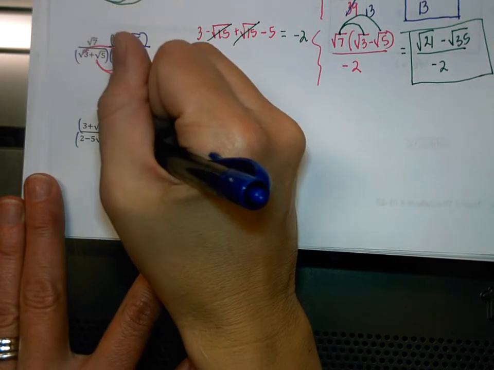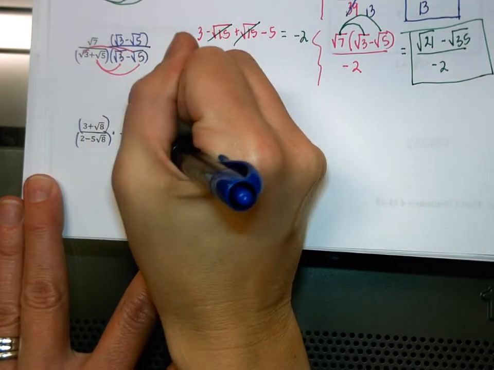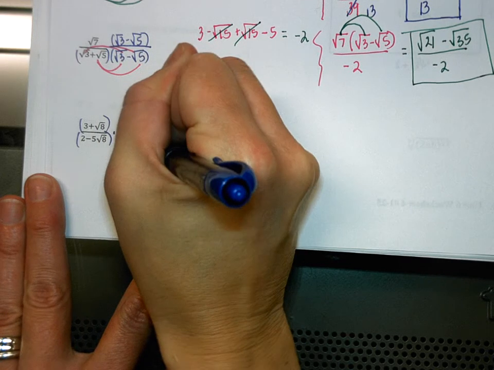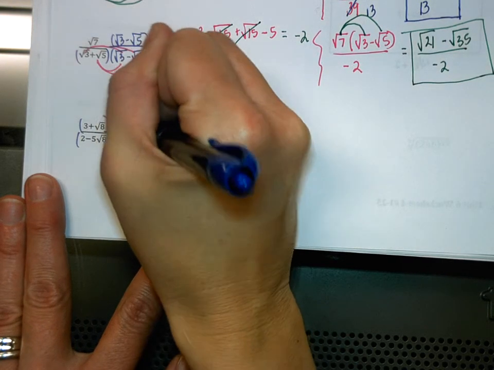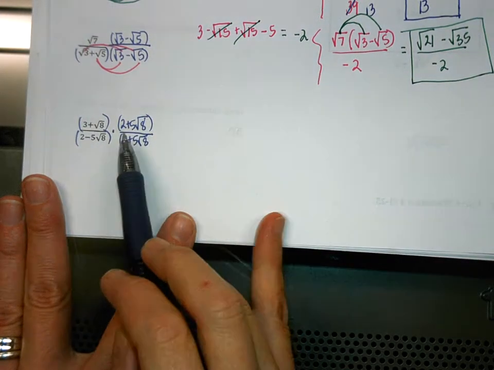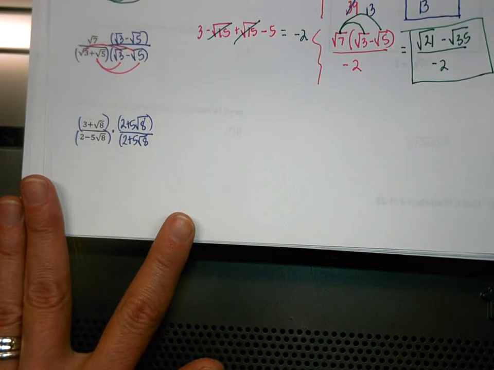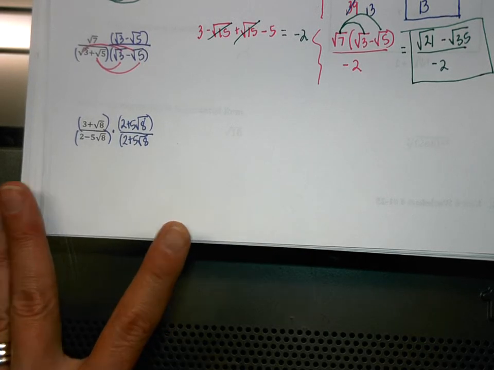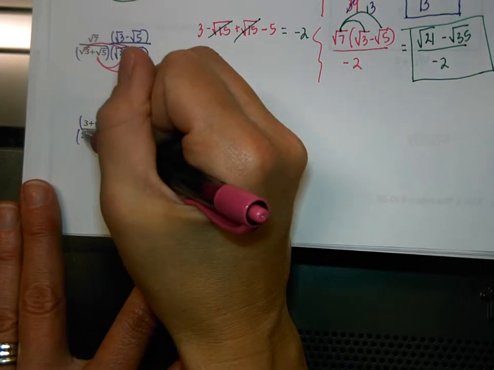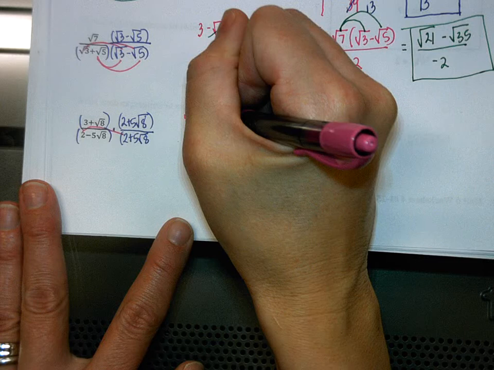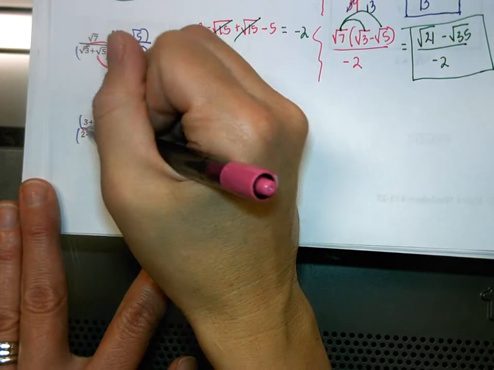Close. The conjugate would be, I'd multiply by, very good, 2 plus 5 root 8. And so because we have a binomial times a binomial, we have to do the distributing to both the top and to the bottom. Okay? So we're going to start, though, with our denominator. Okay? So we have 2 times 2, which is what? 4.